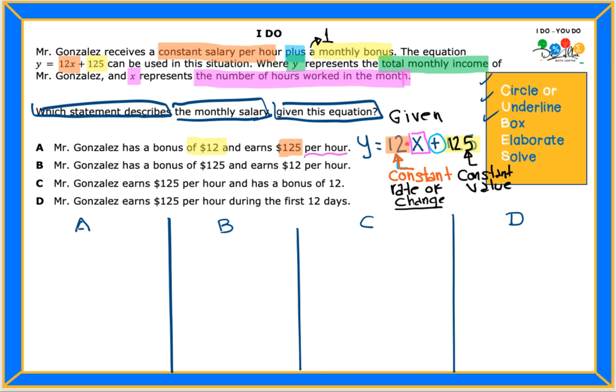Then for choice A, the equation that we will have will be y equals 12 is just a bonus. So this is just once. So I can just put this once. And earned, so that will be a plus 125 per hour.